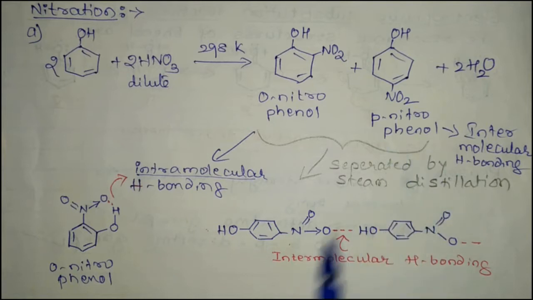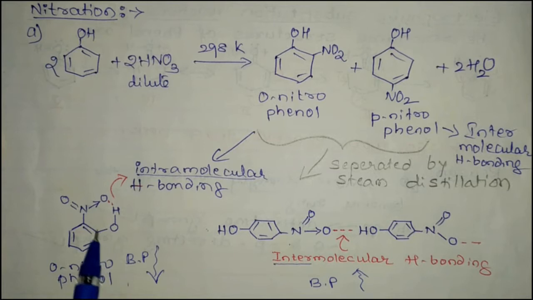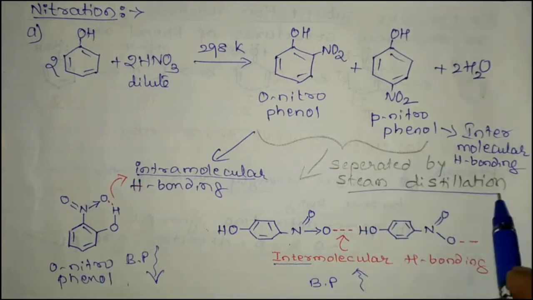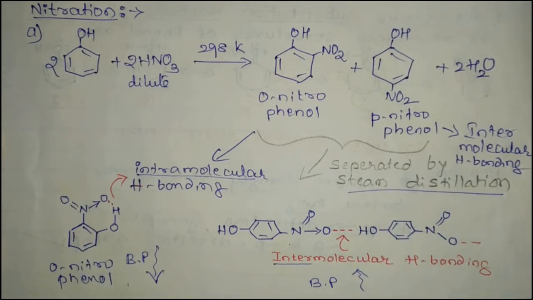But in case of paranitrophenol, association of molecules takes place. Here one molecule links with another molecule through this hydrogen bond. This is intermolecular hydrogen bonding. So more molecules are linked together, and more energy is required to break more hydrogen bonds. So its boiling point is high, whereas for orthonitrophenol its boiling point is low. Hence we can separate orthonitrophenol and paranitrophenol by steam distillation.